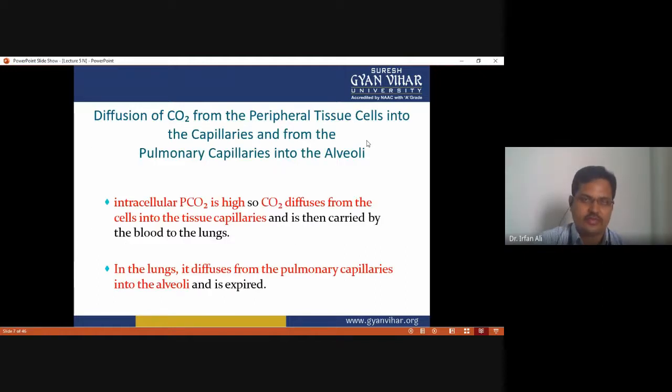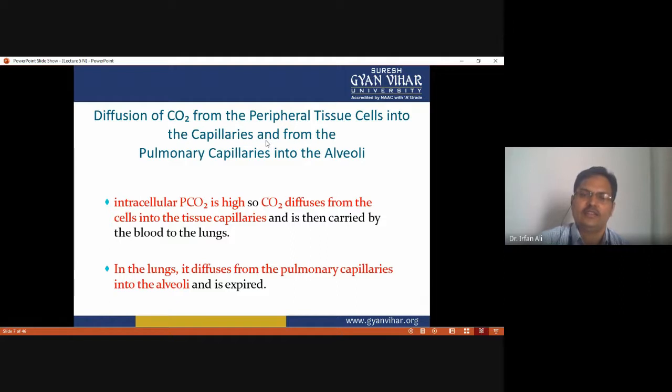Now, diffusion of carbon dioxide from the peripheral tissue cells into the capillaries, and from the pulmonary capillaries into the alveoli. If you see the figure, CO2 diffuses from the peripheral tissue cells into the nearest capillary, and from the pulmonary capillaries it diffuses out into the alveoli. The intracellular partial pressure of CO2 is high, so carbon dioxide diffuses from the cells into the tissue capillary and is then carried by the blood to the lungs.